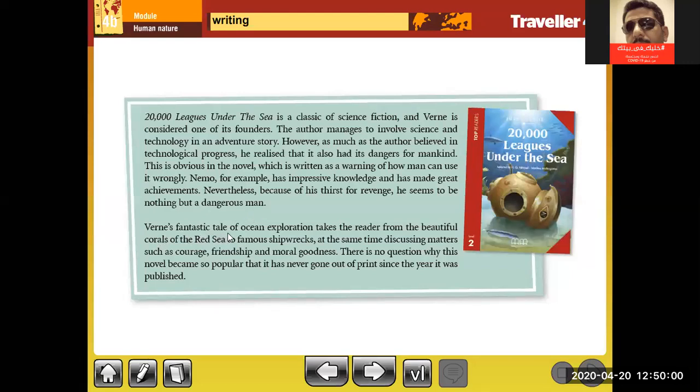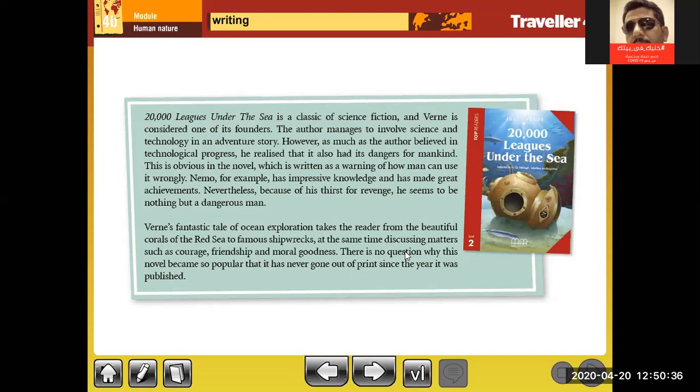Verne's fantastic tale of ocean exploration takes the reader from the beautiful corals. Corals means these colorful plants that you can find under the sea or underwater. الشعاب المرجانية of the Red Sea to famous shipwrecks. We mean by shipwrecks the remains of destroyed ships. بقايا أو أطلال السفن أو حطام السفن.